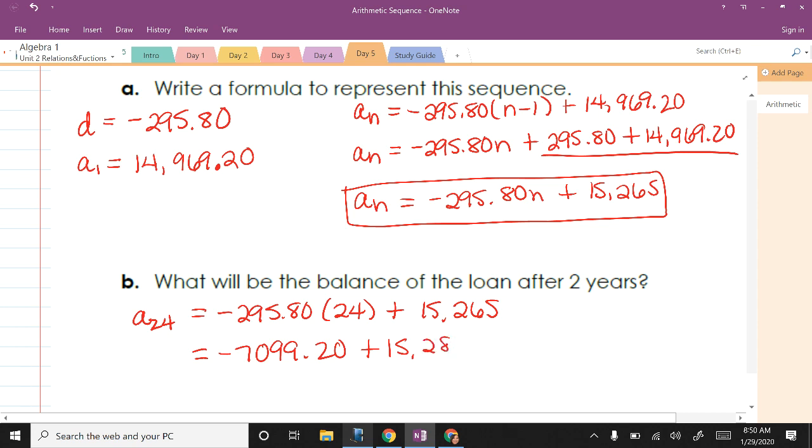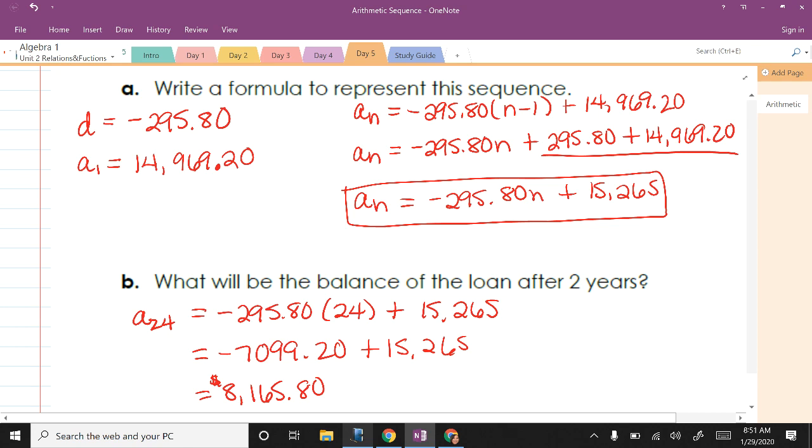I cannot copy. 15,265. And y'all add that original balance, please. Okay. I can't type today or write. Oh, I didn't do negative. Jeez, man. What'd y'all get? Tell me specifically. So after 2 years, that's how much they still owe.